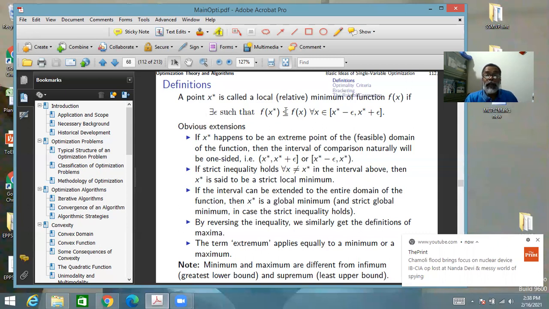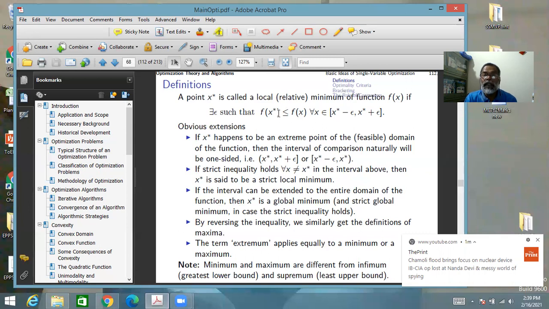And if it happens that f(x star) is less than f(x) for all other x in this interval, whatever other x you find, if everywhere the function value is higher, not equal to this anywhere, then you say that it is a strict local minimum. So if the strict inequality holds, then you will call it a strict local minimum.